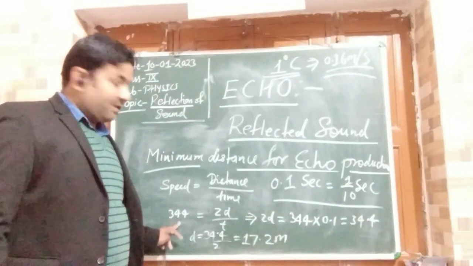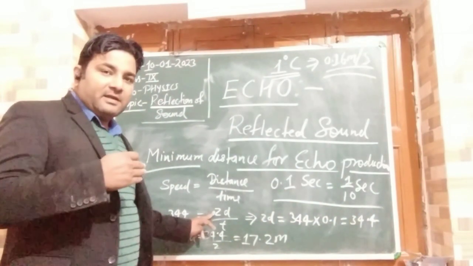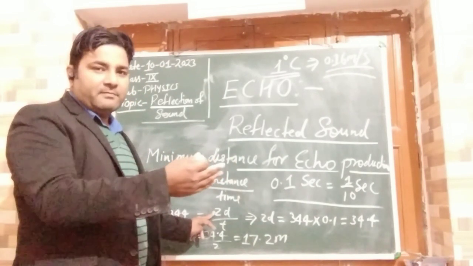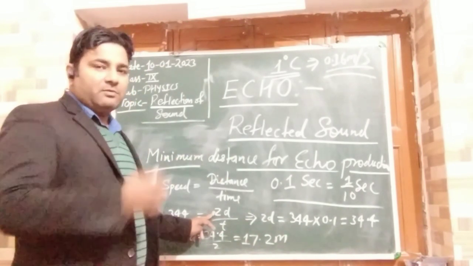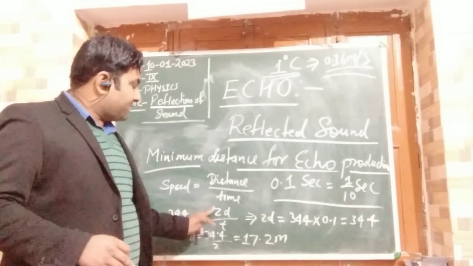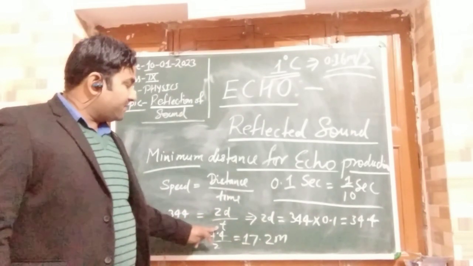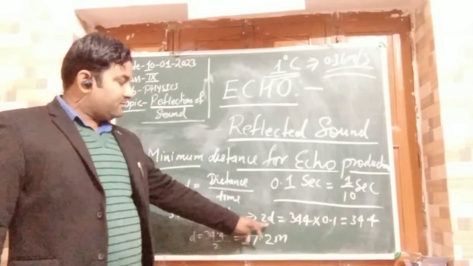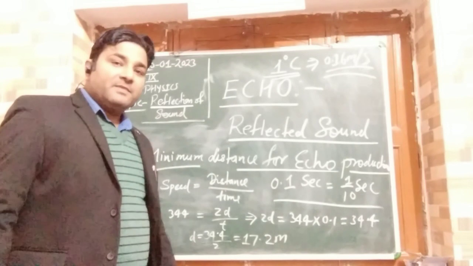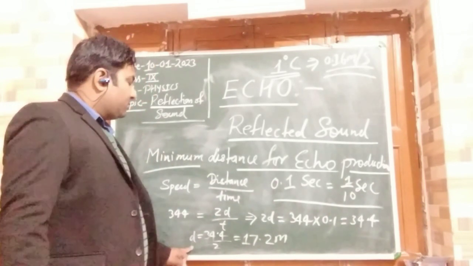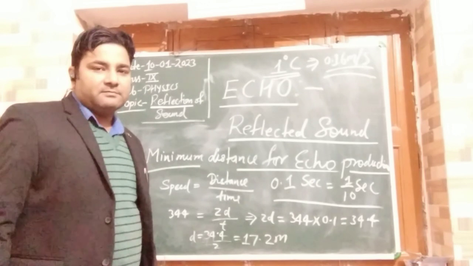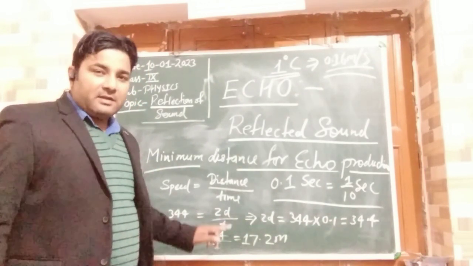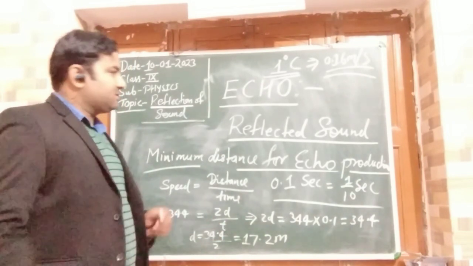344 meter per second, and the distance is one time from observer to rigid support and a second time from rigid support to observer, that is d and d. Adding the 2 times gives 2d, upon the time interval of 0.1 second. By simplification, 2d is equal to 34.4, and then d is equal to 17.2 meter. This is the minimum distance up to which we can hear the reflected sound.